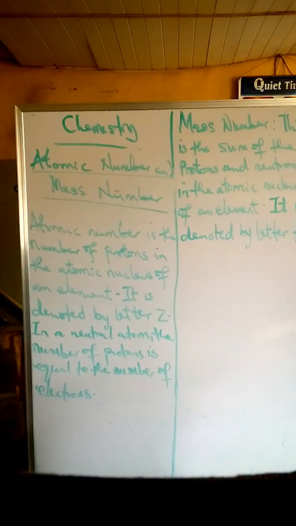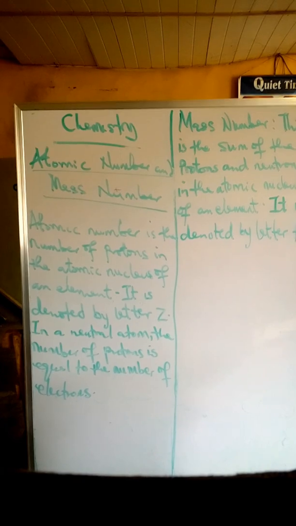Today we'll be looking at atomic number and mass number. Atomic number is the number of protons in the atomic nucleus of an element. The atomic number is denoted by the letter Z. In a neutral atom, the number of protons is equal to the number of electrons.